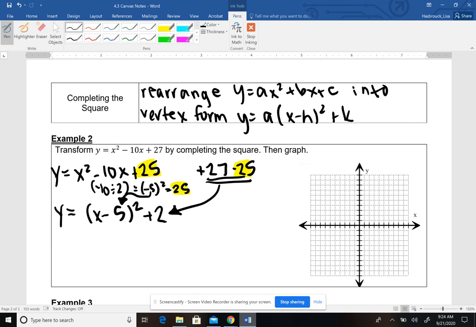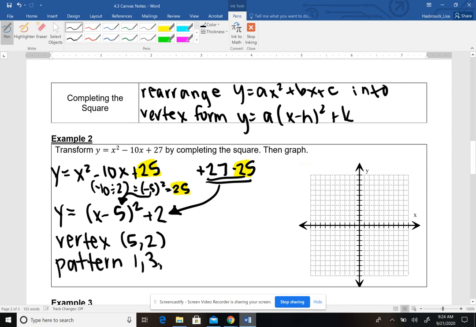Vertex is found the same way we were in the other problems. So it's going to be a positive 5, positive 2. Since we have no value in front of our parentheses, our pattern stays the same as 1, 3, 5, 7. So I'm going to go over to 5, 2.